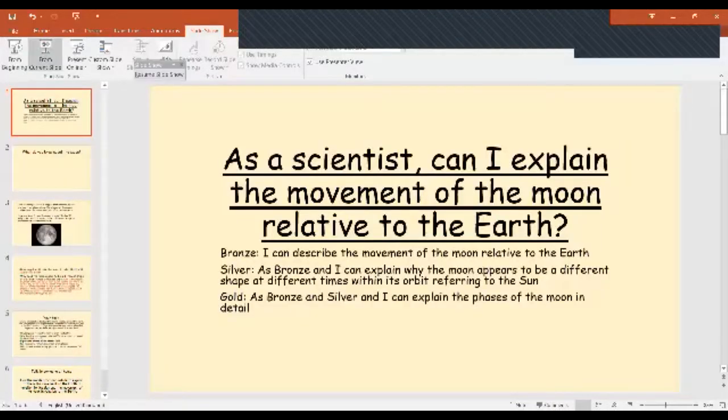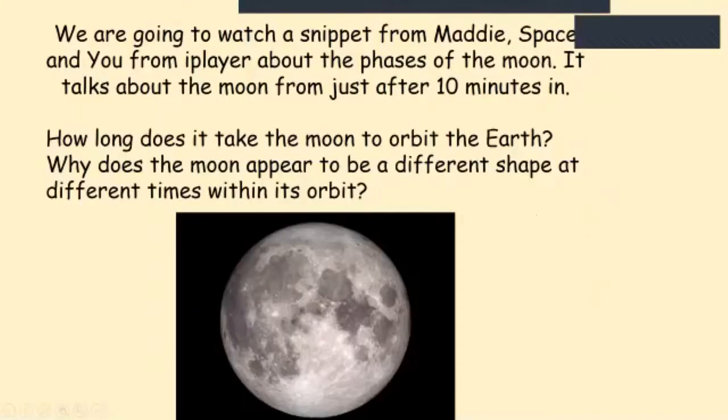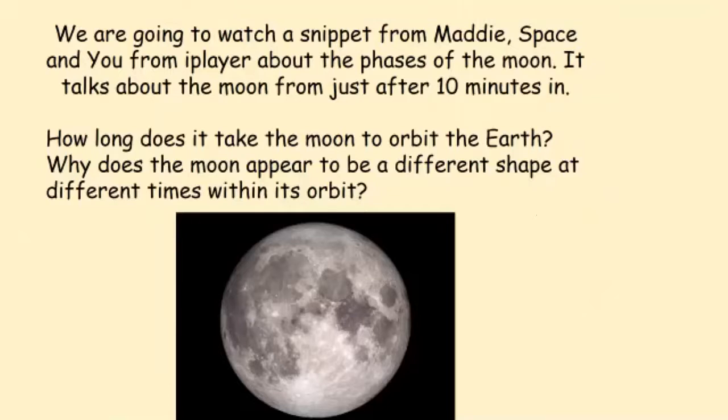Okay, so I asked, how long does it take for the moon to orbit the Earth? And why does the moon appear to be a different shape at different times within its orbit? If you haven't answered those yet, but you remember the answers from the video, then pause me now. If you need to rewind and watch a bit more of the video, please do. I'm going to move on.